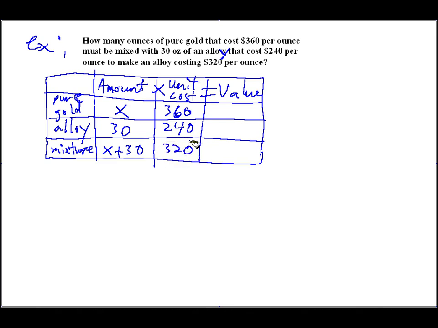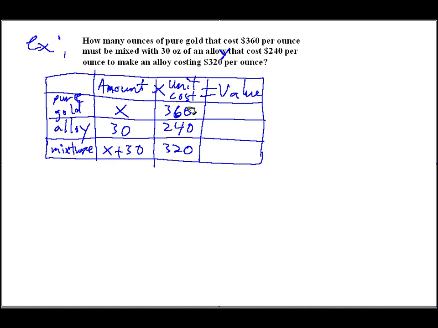Now notice the 320 makes sense, and let me tell you why. What if this number is not 320? What if this number is 380, for example? Well, 380 would not make sense, because pure gold already costs 360. I know gold's a lot more expensive now than it used to be, so this problem is a bit dated, but maybe gold will come back down. All right, that's on the side note.